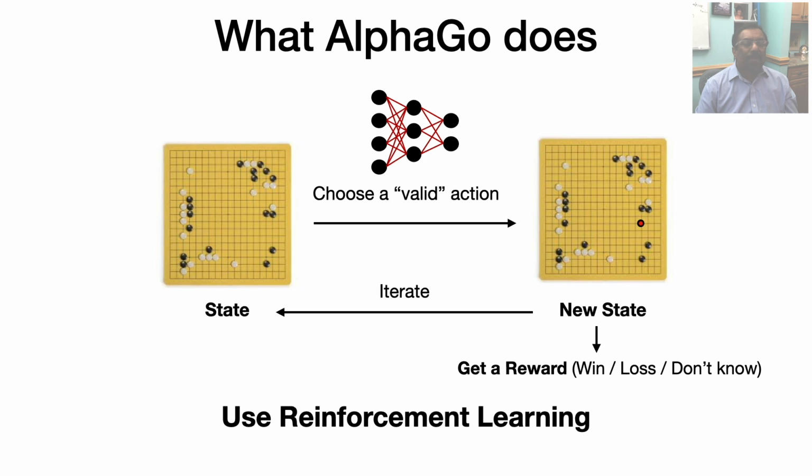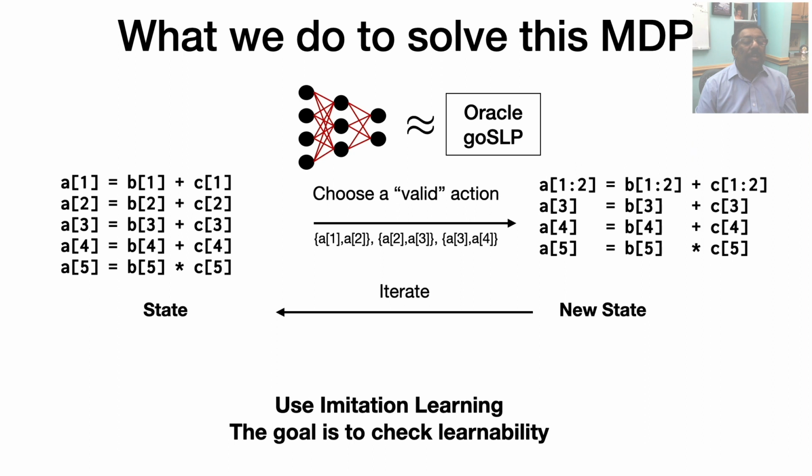If you look at AlphaGo, what it has to do is train a neural network, given the state of the board, to pick the most profitable move it thinks it can make. So it can use reinforcement learning. However, we already have this oracle, GoSLP. First thing is, can we do some imitation learning? Can we build a neural network to replicate this oracle and imitate the oracle's behavior, and use that instead of the oracle GoSLP to do the learning in here?